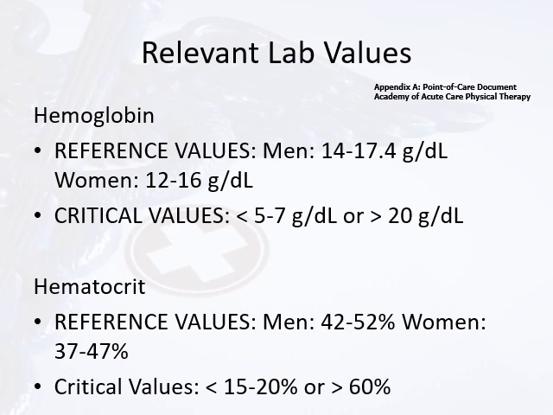Hematocrit is very similar to hemoglobin. This is the percent of red blood cells compared to the entire blood volume in a particular vial. And of course, this is spun up by a centrifuge. Reference values for men are between 42 and 52%, for women between 37 and 47%. Critical values sort of mirror what we see with hemoglobin. So greater than 60% often correlates pretty well with the critical value of greater than 20 grams per deciliter of hemoglobin. And we tend to find that a hematocrit of less than 15 to 20% often correlates with that 5 to 7 grams of hemoglobin. And the same rules then would apply for those critical values.